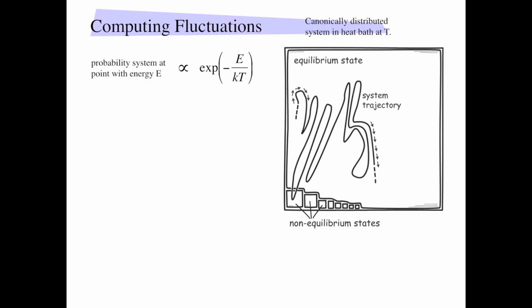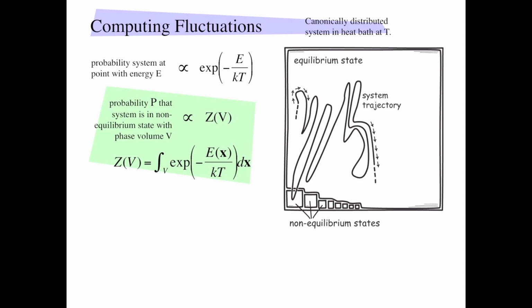We now consider how to compute the probabilities of various thermal fluctuations. Take a canonically distributed system. Its system point will migrate through the system state space. The probability that it can be found at any point with energy E is proportional to the Boltzmann factor, the exponential of the negative of energy E divided by kT.